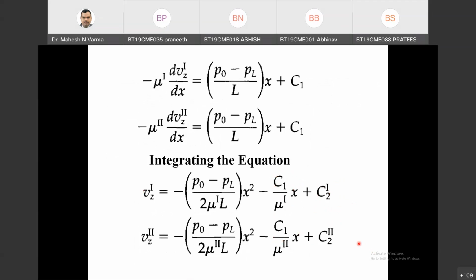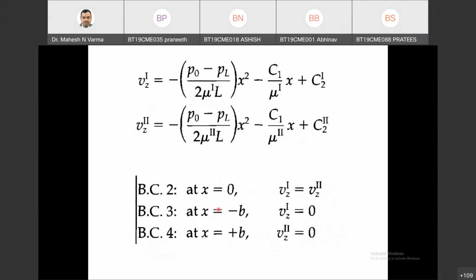First, you can substitute at x equals 0. If you put x equals 0 here, this term is 0, so V1z will be equal to C2 for phase 1. And at x equals 0 here, Vz for phase 2 will be equal to C2 for phase 2. And at x equals 0, this equals this. It means that C1 for phase 1 will be equal to C1 for phase 2. One constant is eliminated.